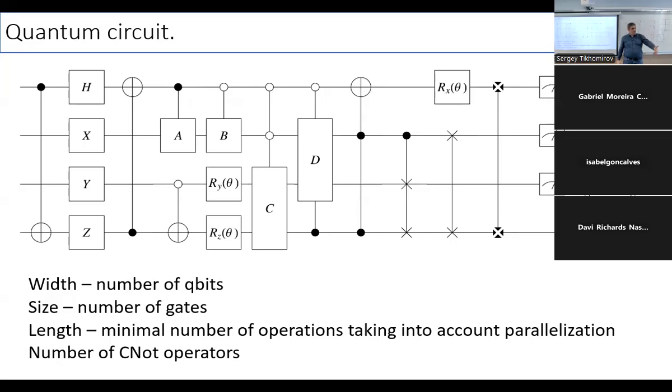Because C naught operators up to now are not of very good quality, you try to minimize them. The program can have bigger length or bigger size, but if it has fewer C naught operators, it is still better. So when you construct a scheme, you should try to minimize the number of C naught operators, not the number of gates as such.